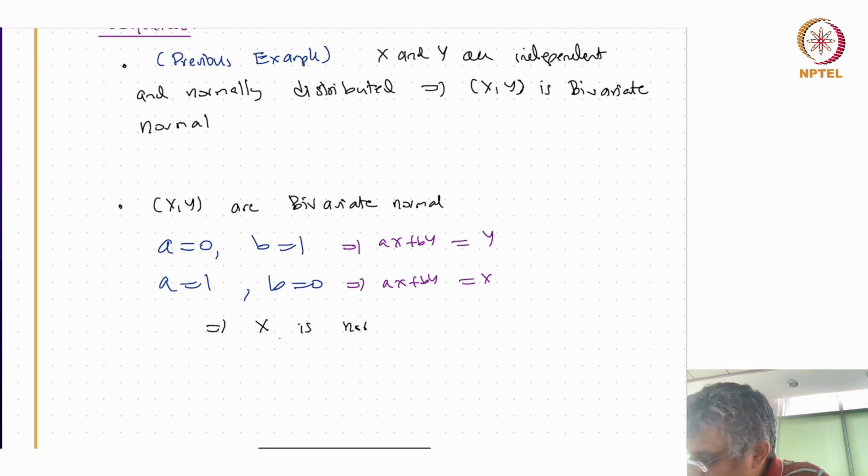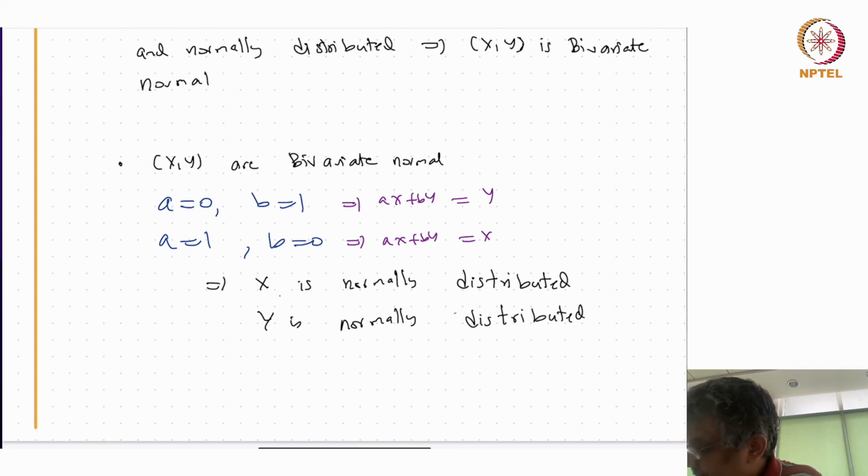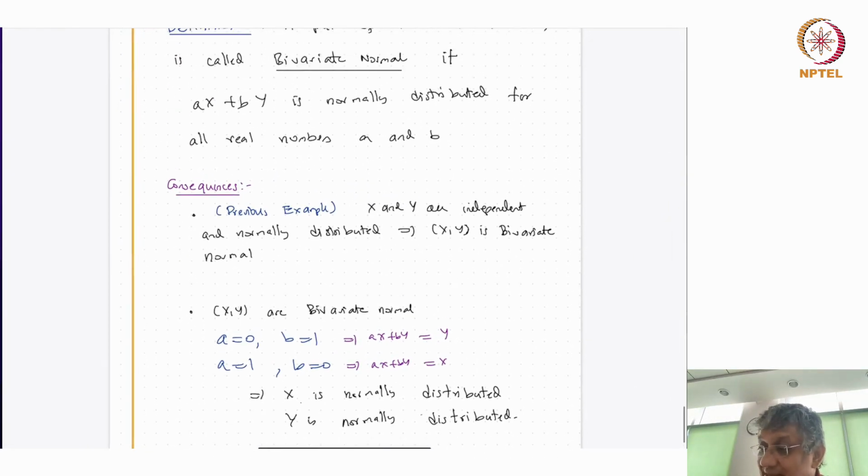X is normally distributed and y also is normally distributed. Very good. So it means bivariate normals have normal marginal densities.